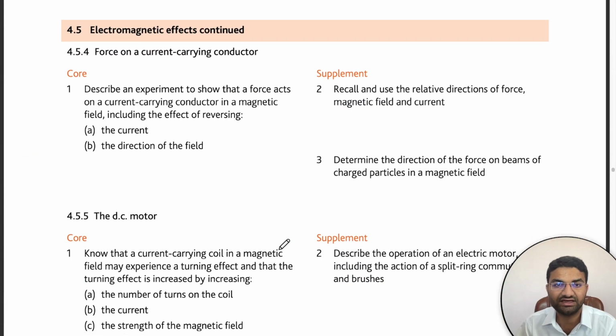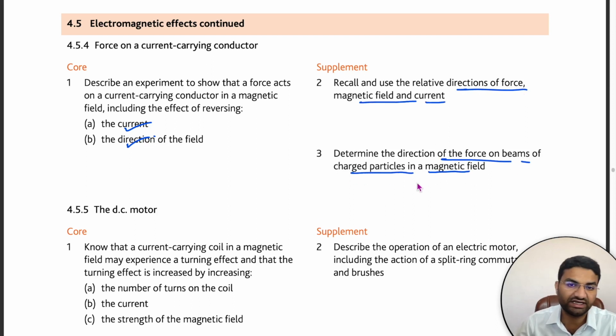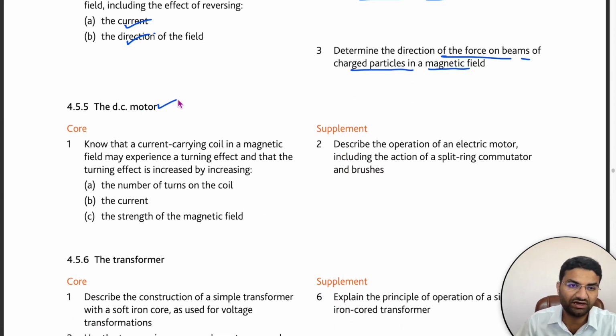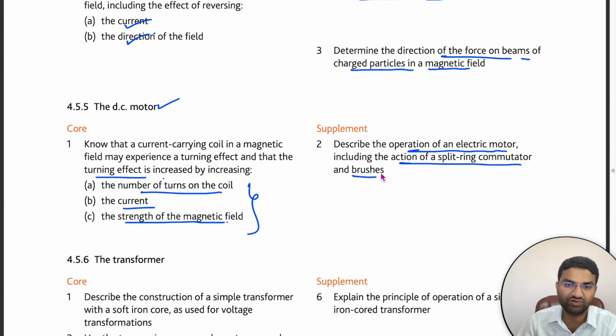Then next, the current-carrying conductor. For a current-carrying conductor we have a current and direction of field, right? And then the use of relative directions of force, magnetic field and current, and the direction of force on a beam of charged particles. Then next we have the DC motor. The DC motor is a concept for both core as well as extended students: the number of turns, current and strength of magnetic field, and how these affect the turning effect. Then for extended students relating to the DC motor, the operation of the electric motor including the action of the split ring, commutator and brushes.